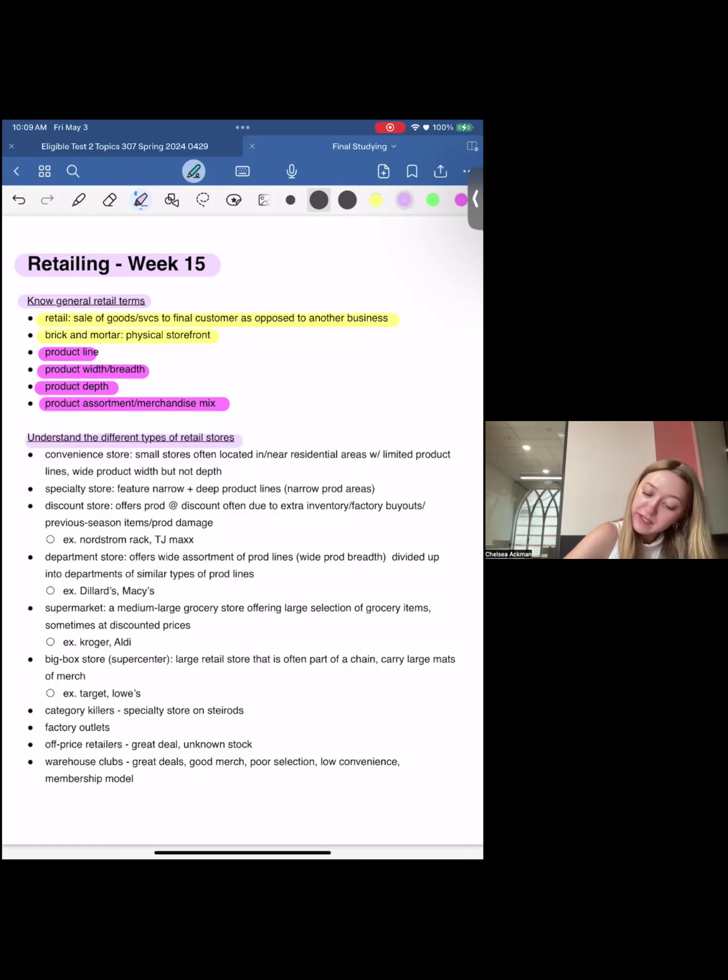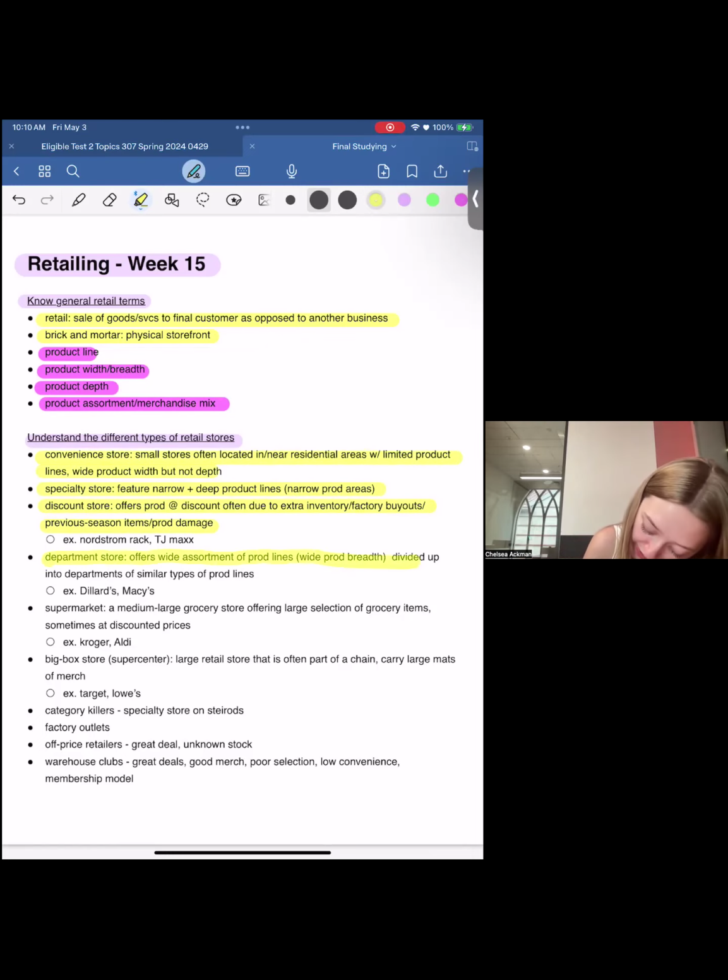Understand the different types of retail stores. Convenience stores are small stores often located in or near residential areas with limited product lines. They have a wide product width, but not depth. Specialty stores feature narrow and deep product lines. They have narrow product areas. Discount stores offer products at a discount, often due to extra inventory, factory buyouts, previous season items, or product damage, such as Nordstrom Rack or TJ Maxx.